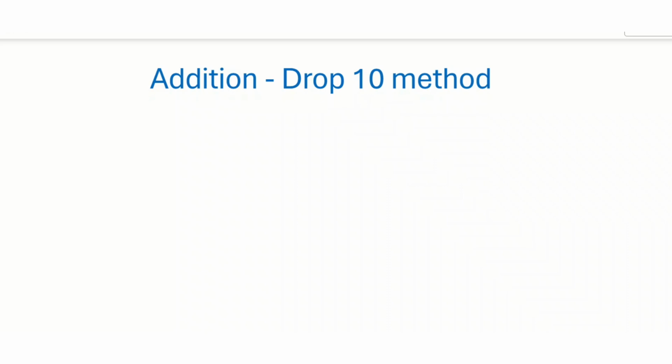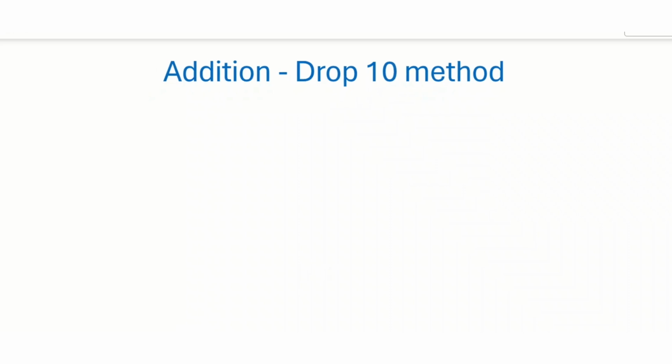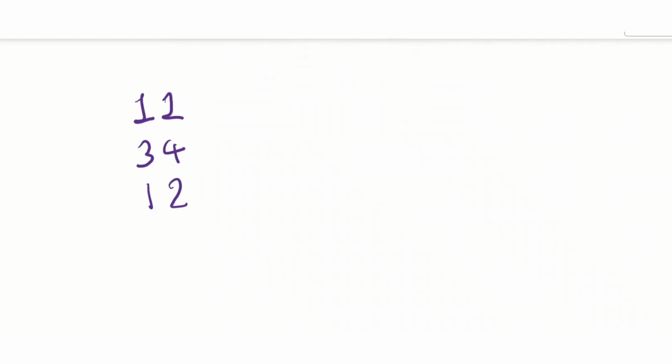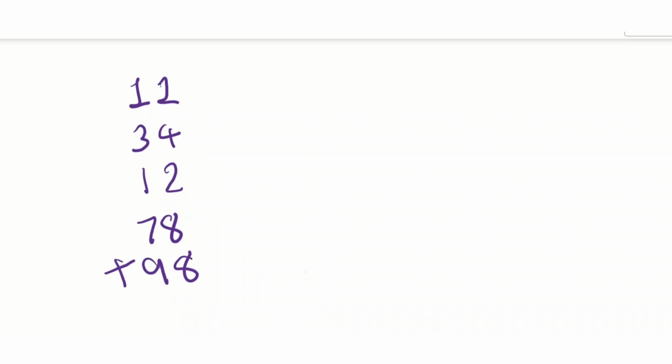So starting off with a simple example of 5 different two-digit numbers that we have to add. The example is 11 plus 34 plus 12 plus 78 plus 98. So we have to add all of these. Now, according to our drop 10 method, we're going to start off with the ones place. This is the ones place and this is the tens place for your reference.